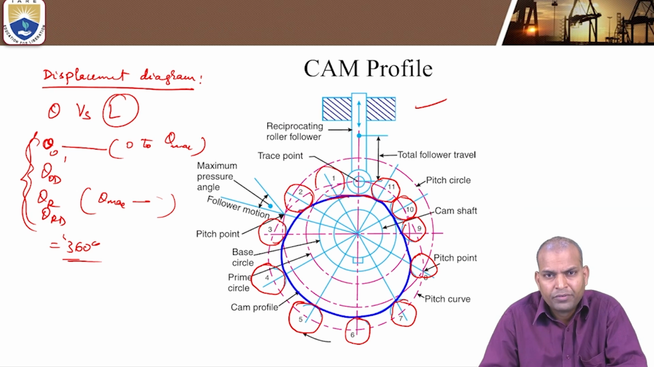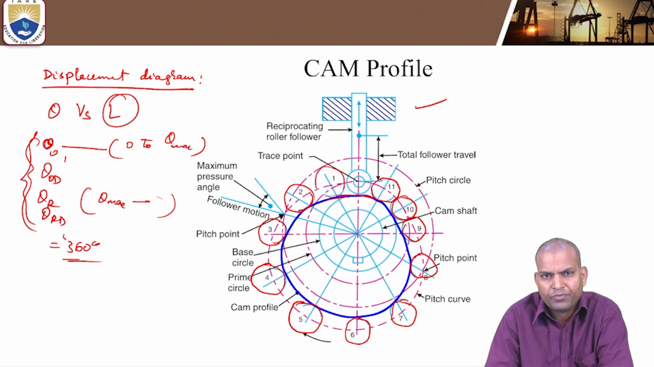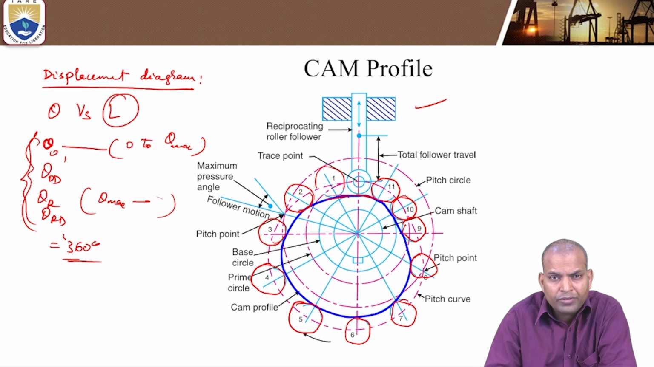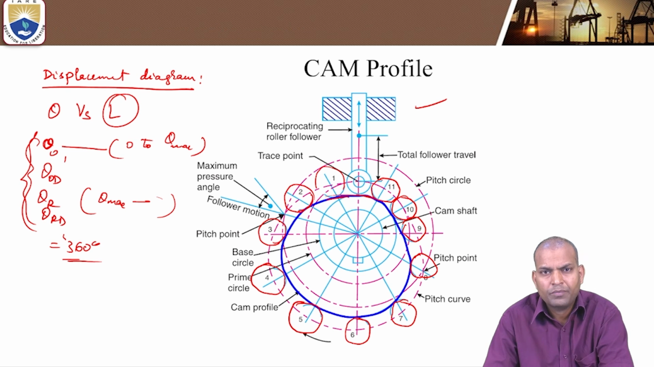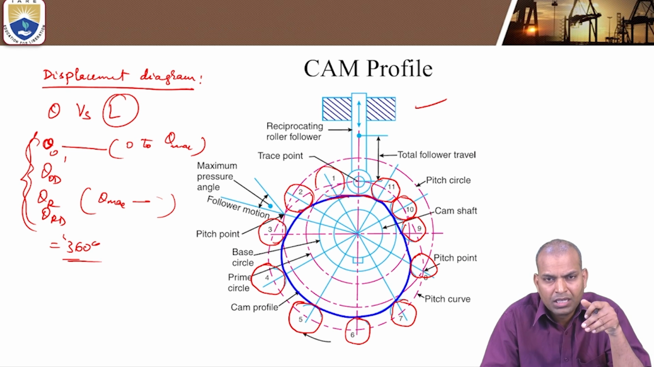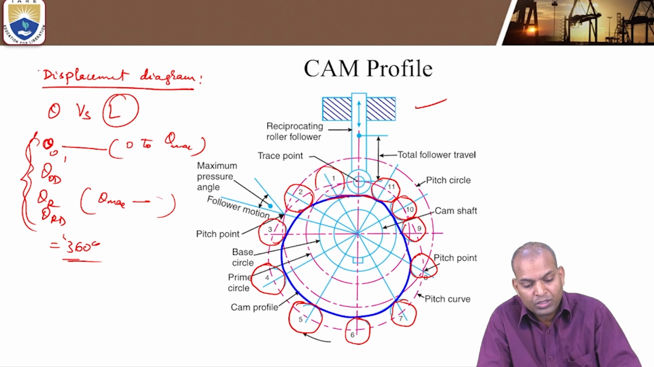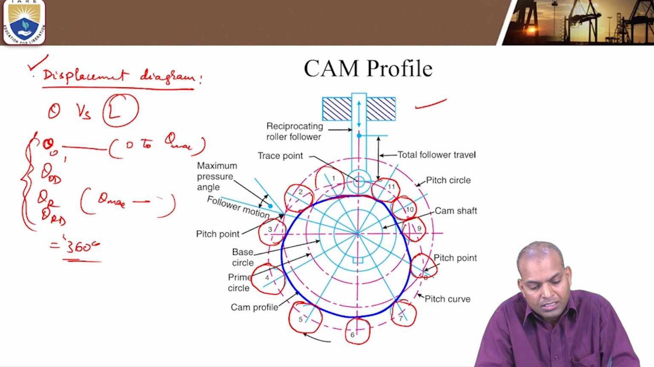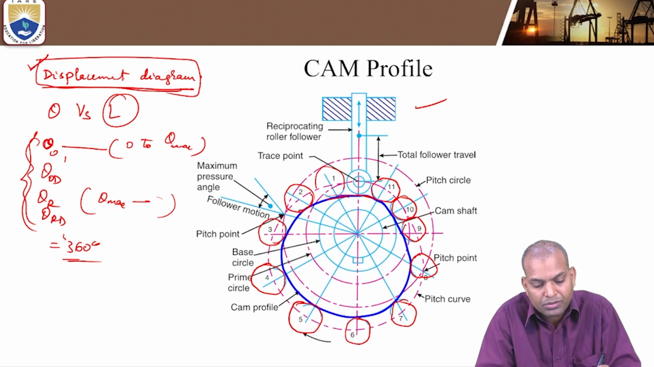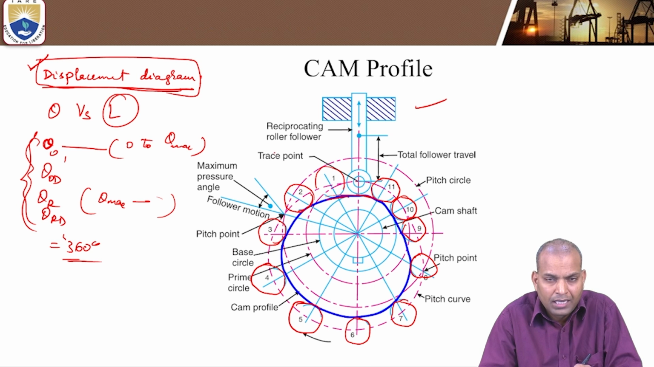And for the type of motion of the followers, there are various types: uniform velocity, simple harmonic motion, or uniform acceleration and retardation. Based on the different types of motions and the lift of the follower, we draw a diagram. That diagram is known as a displacement diagram. This displacement diagram helps to draw the cam profile.